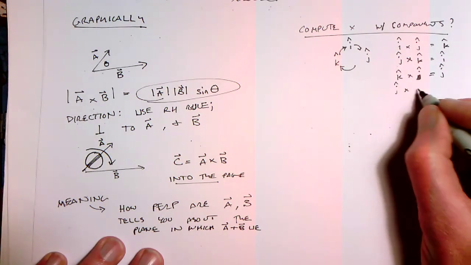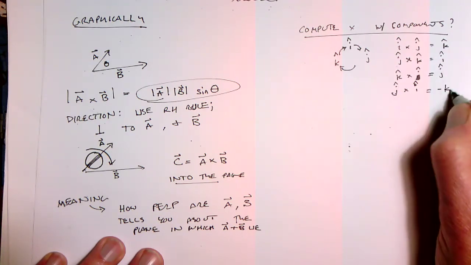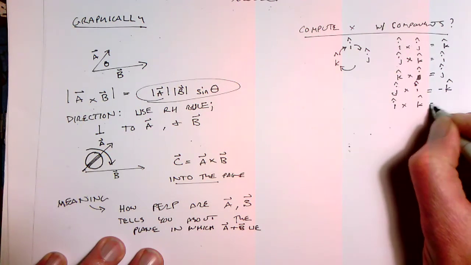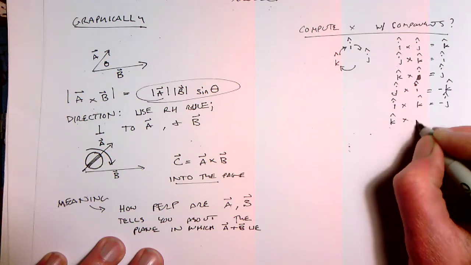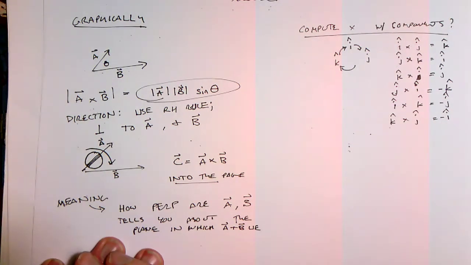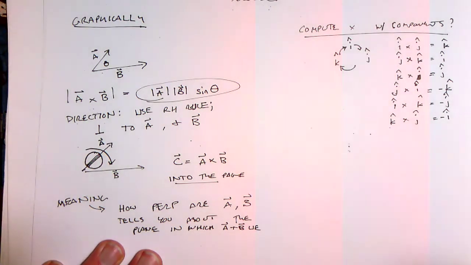j hat cross i hat is what? Well, it's minus k hat. You know, i hat cross k hat is minus j hat, and k hat cross j hat is minus i hat.